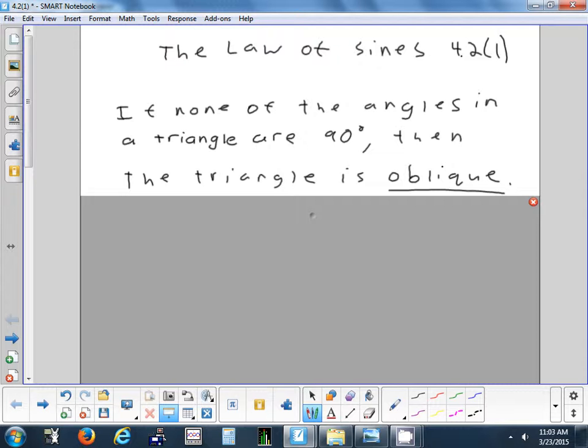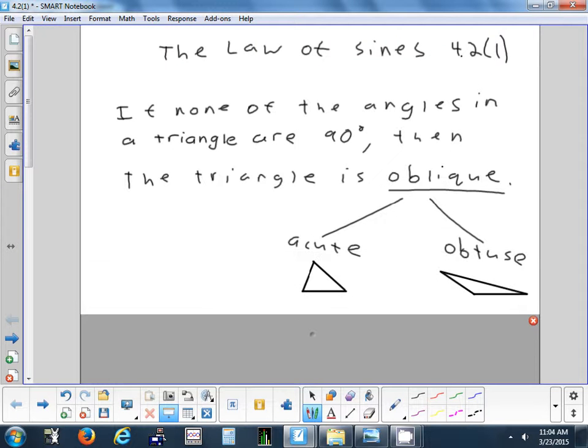A couple things happen when you don't have a right triangle. You don't have a hypotenuse. So we can't use right triangle trig, like SOHCAHTOA, opposite over hypotenuse, adjacent over hypotenuse, opposite over adjacent. That doesn't work. We also can't use the Pythagorean theorem. Pythagorean theorem only works for a right triangle. So we're going to be looking at oblique triangles.